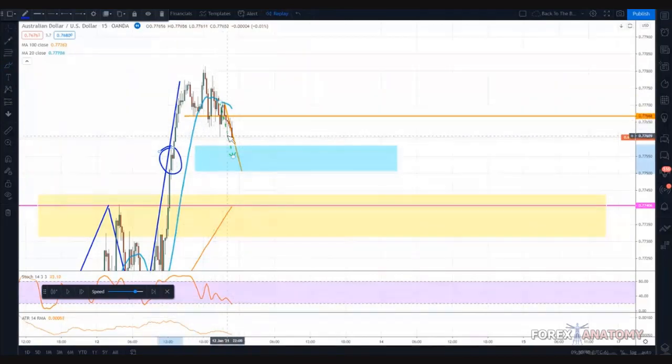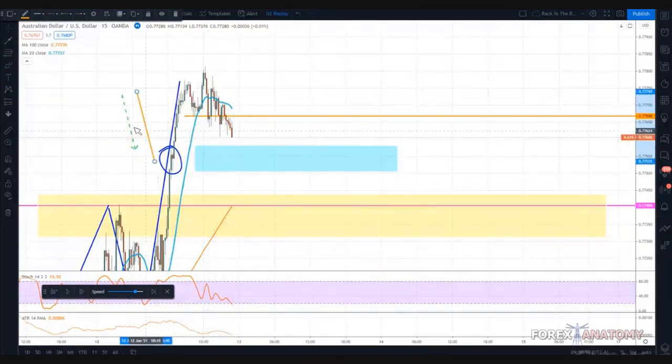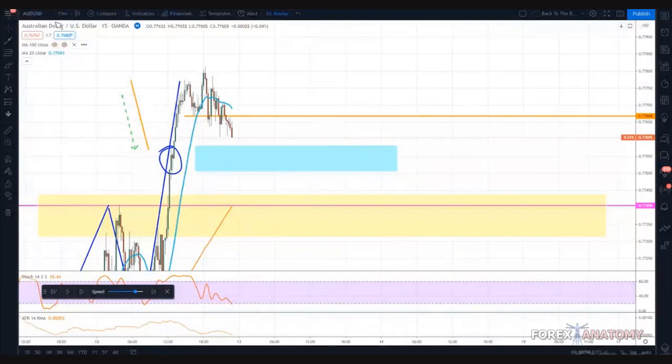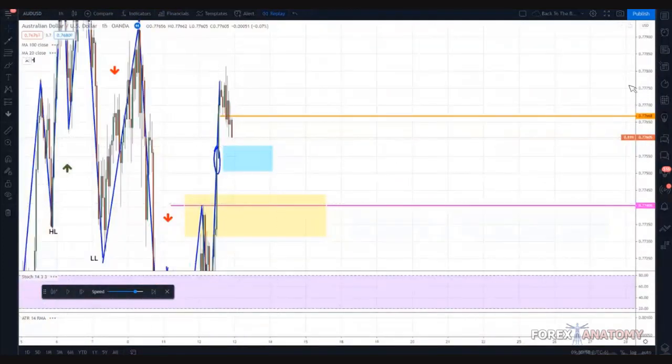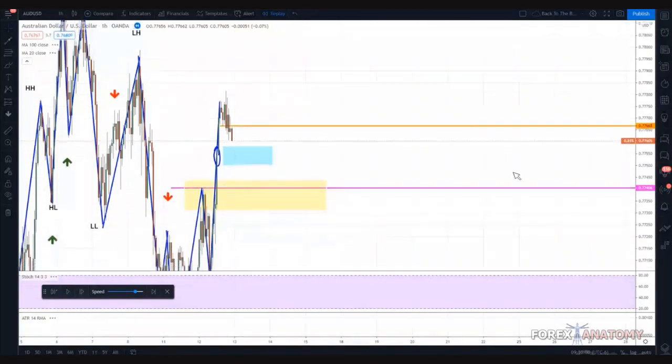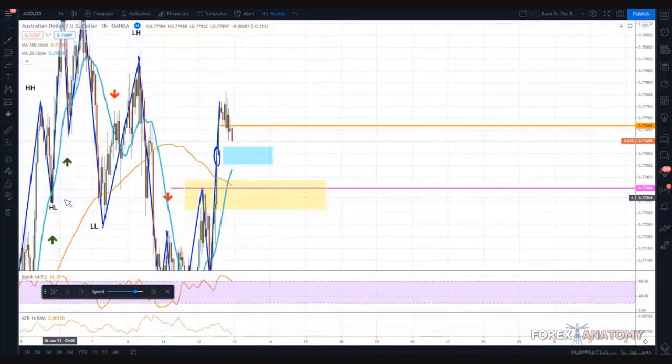So if you want to, you can stay on this trigger time frame, or we can go back to the 1 hour time frame and wait for price to reach this particular zone. So let's see what's going to happen.